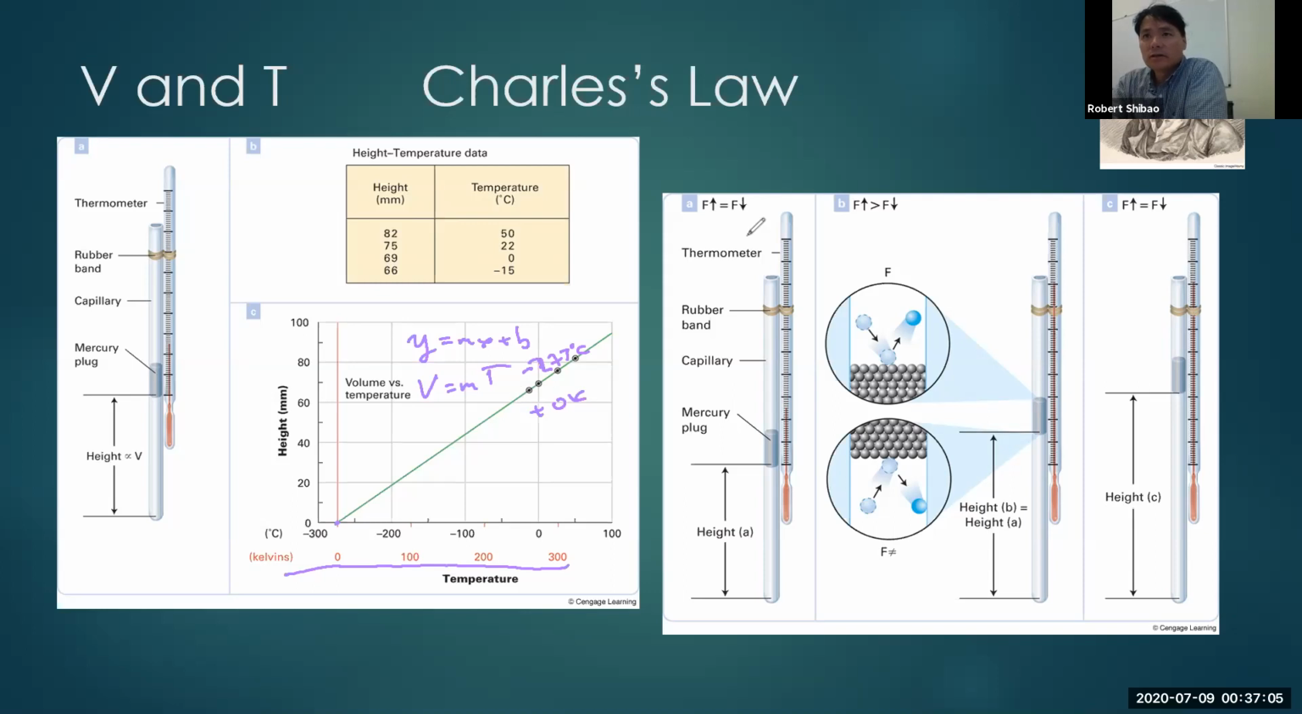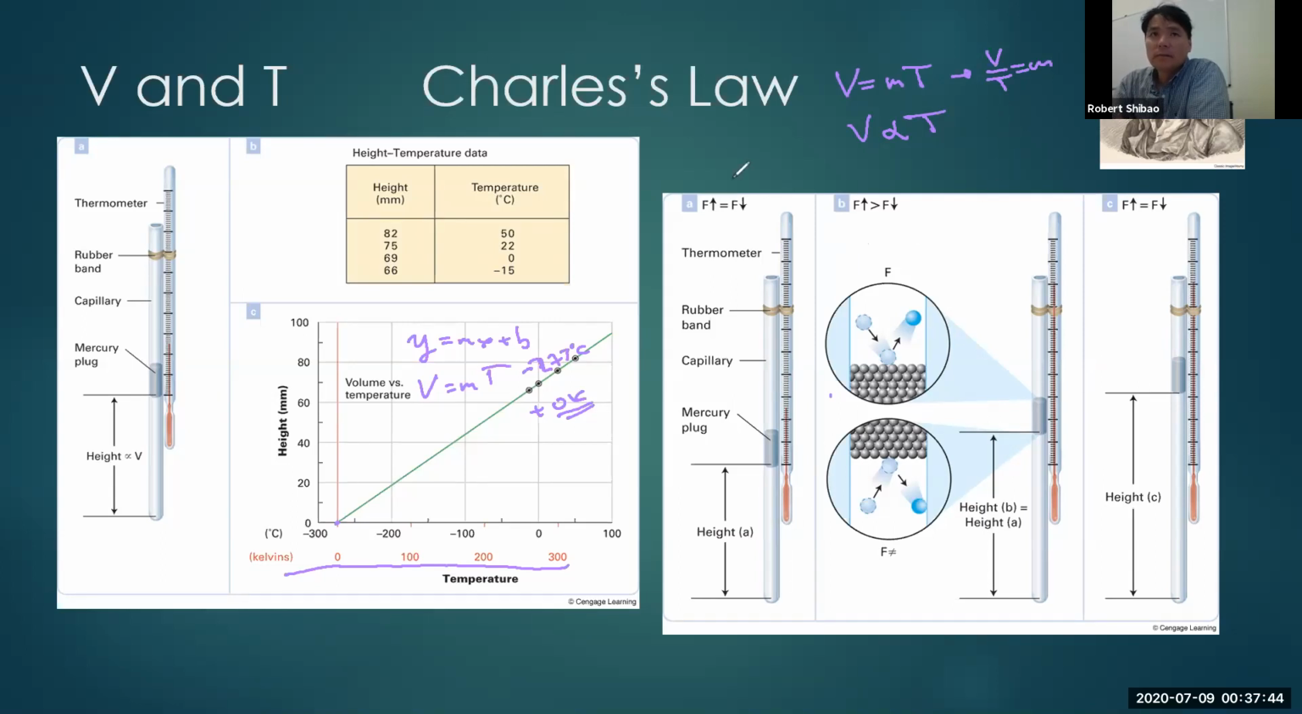So to make a long story short, this is more of a particulate picture of this. The volume is equal to m times T if we use absolute temperature. And if that's the case, then volume is directly proportional to the temperature. So if I double the temperature, I double the volume, etc. In other words, from this equation, we can get volume over temperature is equal to m, which is a constant, the slope.